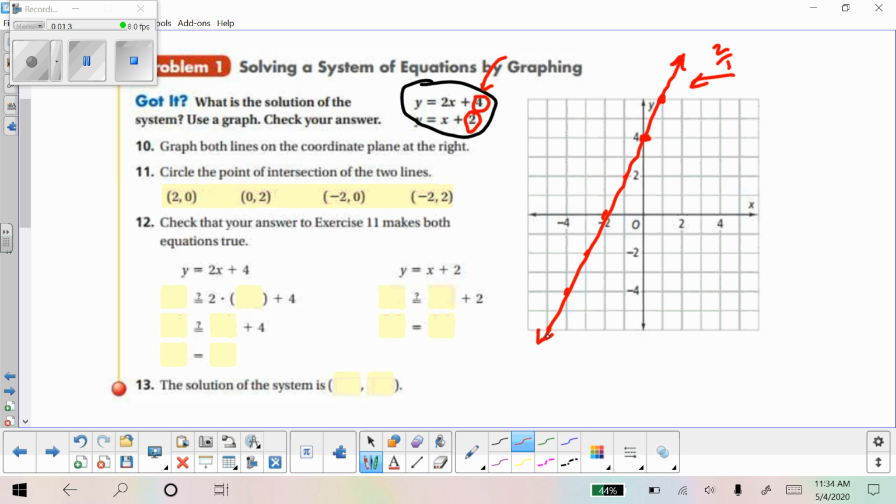And the second equation, let me do that in a different color. The y-intercept is 2, and the slope, the number in front of the x, is actually 1, which means I'm going to go up 1 over 1. So that line looks like this.